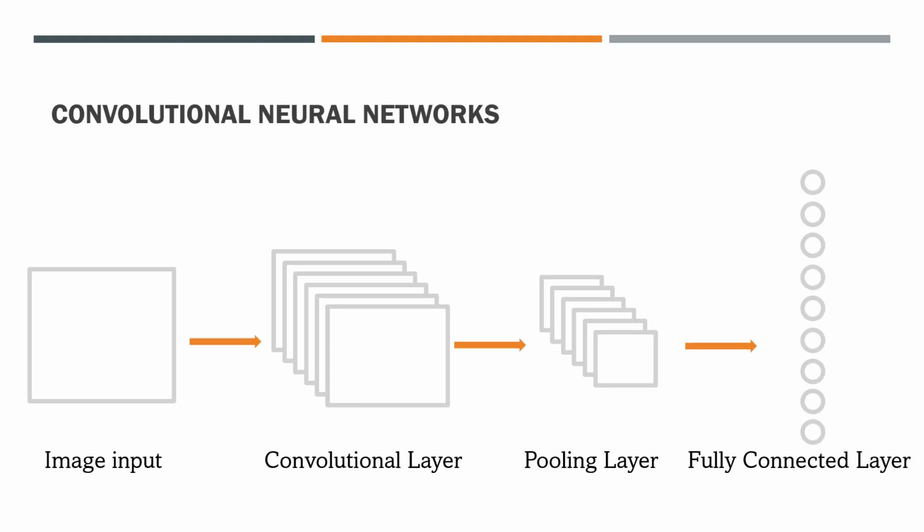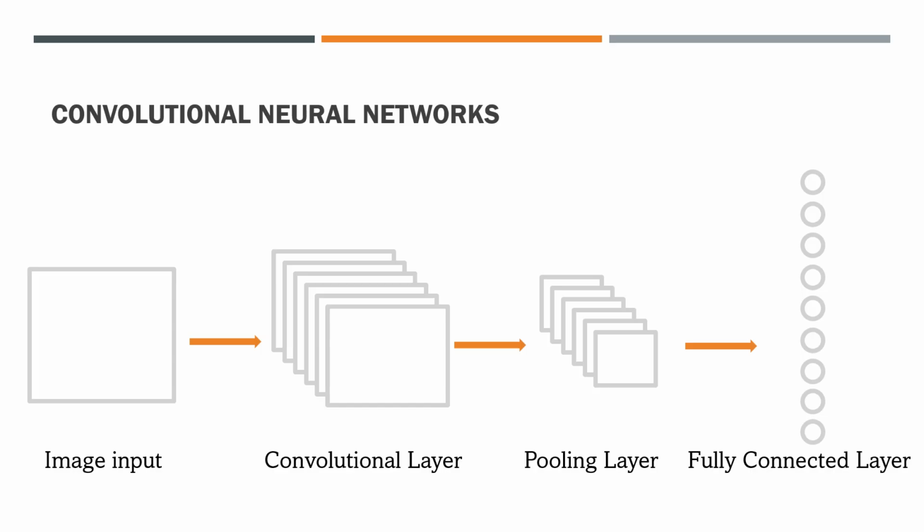Let's put all the pieces together. This is the complete architecture of a convolutional neural network. Here we only show one set of a convolutional layer followed by a pooling layer, but in a real model you would typically repeat the set multiple times.